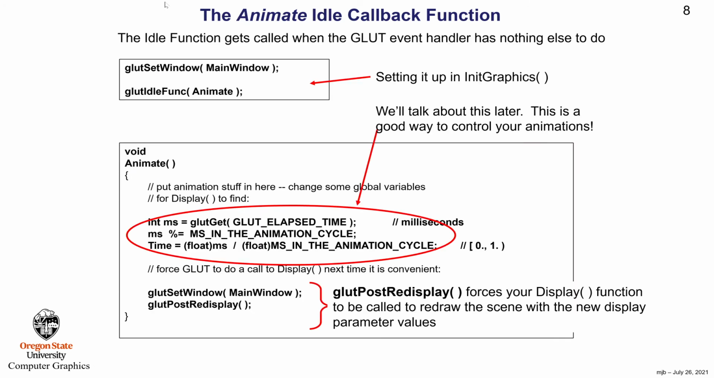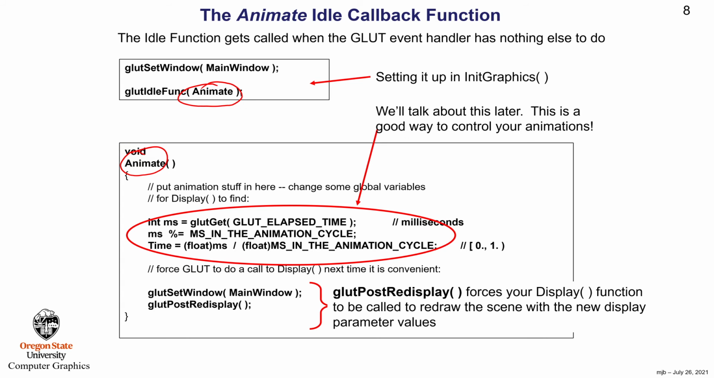All right, here's the animate function. Typically in our code, that's the name of the idle function. So if you set the idle function to null, then even though glut main loop has nothing better to do, it's not going to do anything else. It's just going to sit there and wait for more events. If you set the idle function to animate, then every time glut main loop has nothing better to do, it's going to call this function.